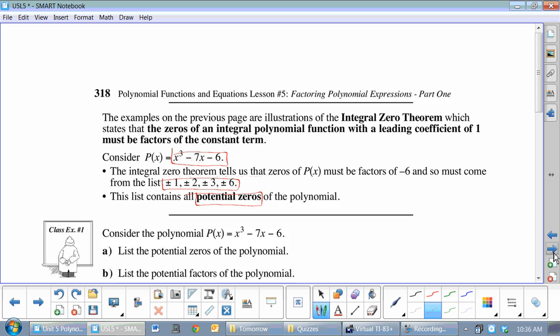We're not saying for sure they're all of these, because they're not. But if these are the potential zeros, what could be the potential factors?